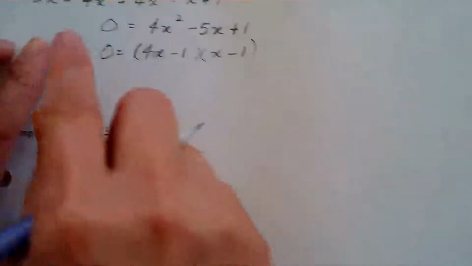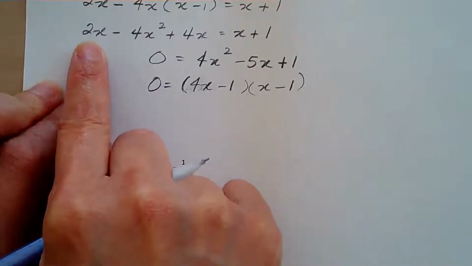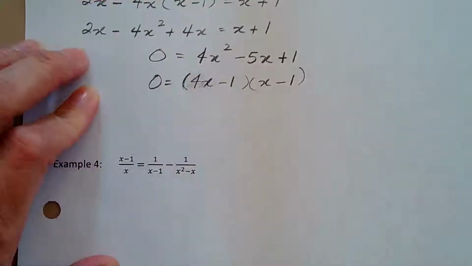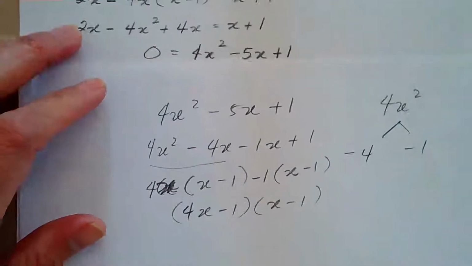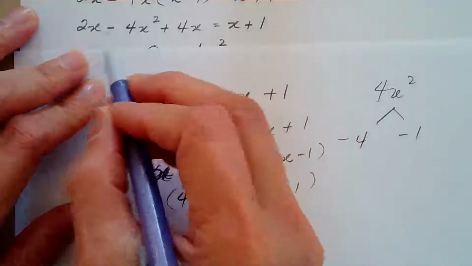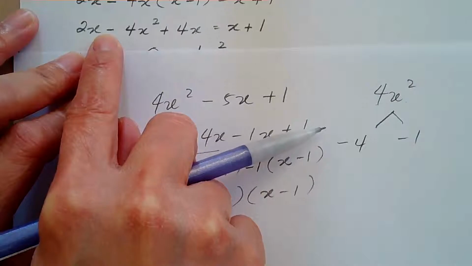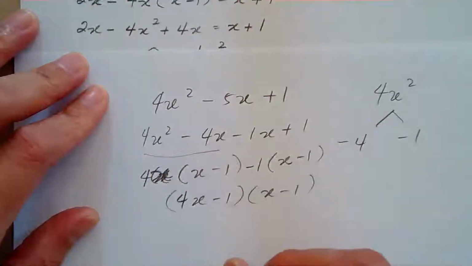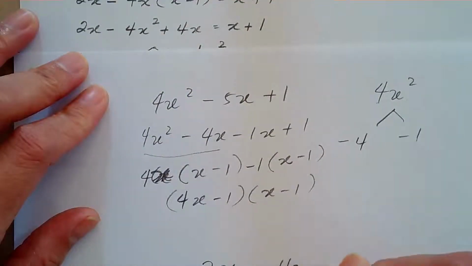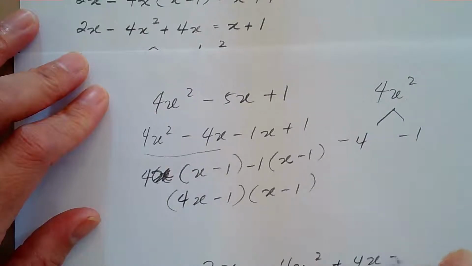Oh, which one? This piece? Okay. So what happened here? There's a question over there. What happened to this 2? We lost it. Okay. This is 2x minus 4x squared plus 4x equals x plus 1.